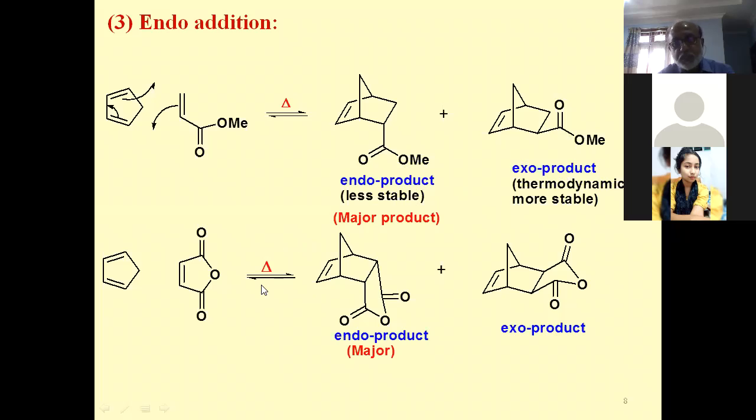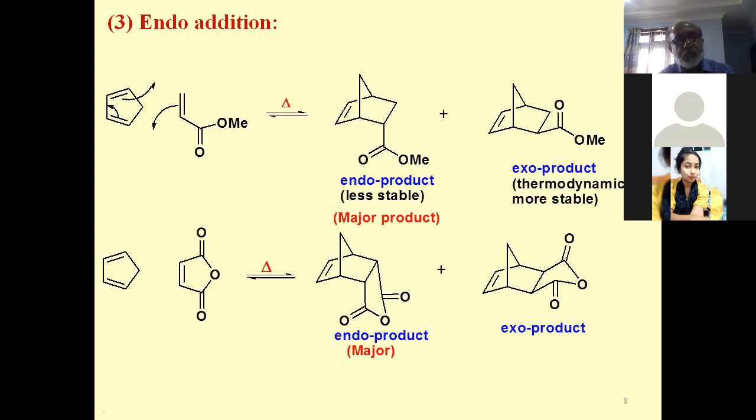The reaction takes place under thermal conditions. We'll come to the theory again when we discuss the other point. So endo is thermodynamically less stable, but in this case the endo product is major because the reaction proceeds through a transition state which is more stabilized when the dienophile comes in the endo position, attacks through the endo position, because of secondary pi overlapping.